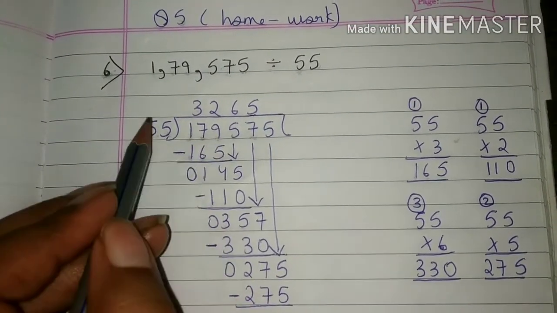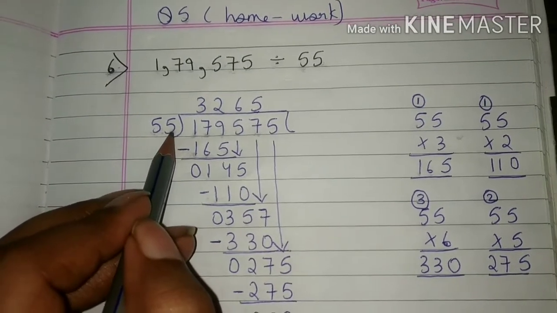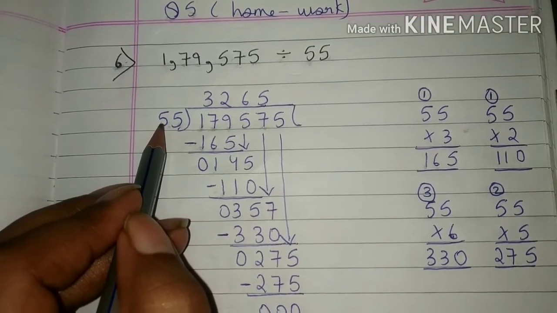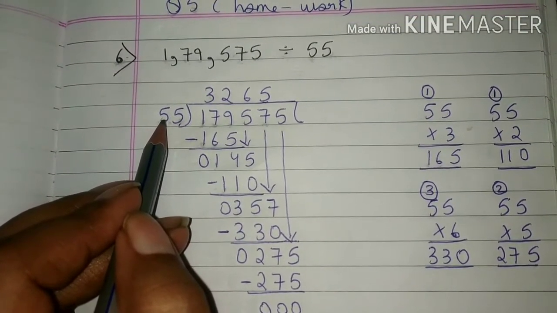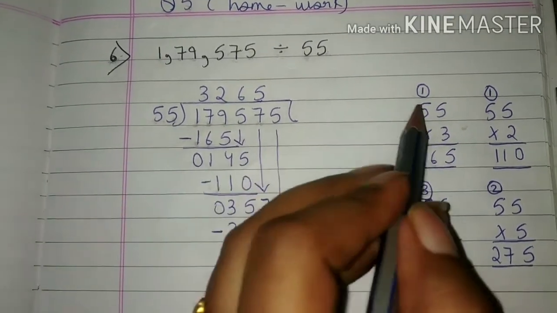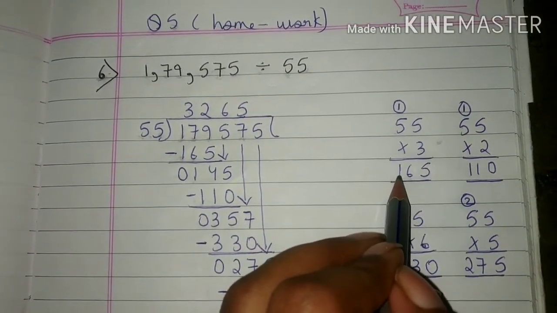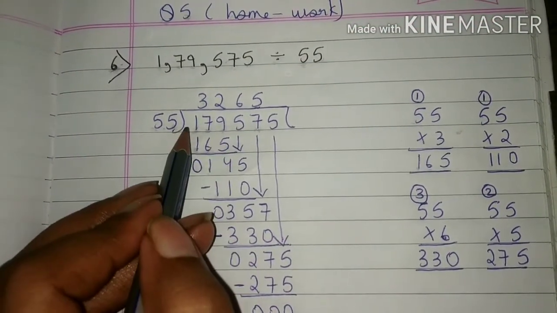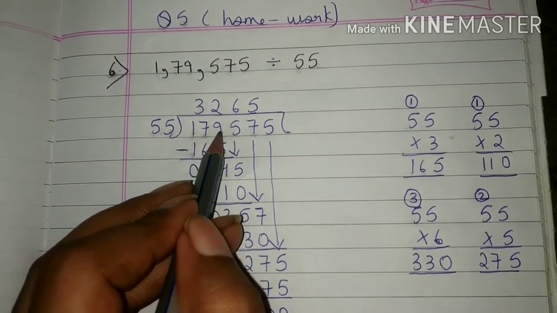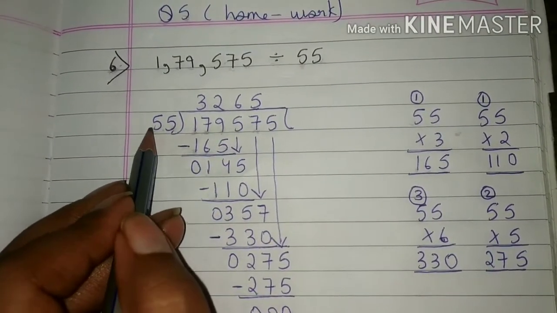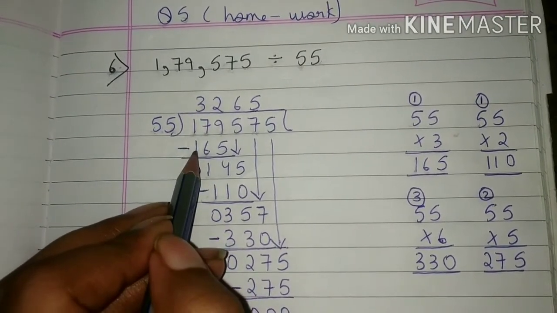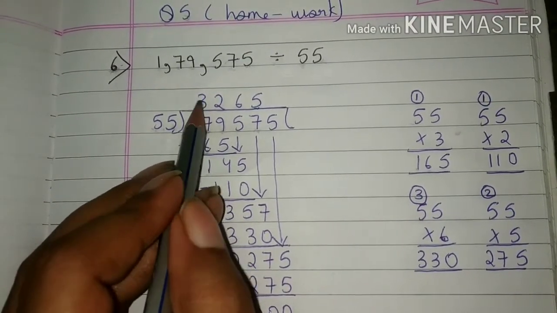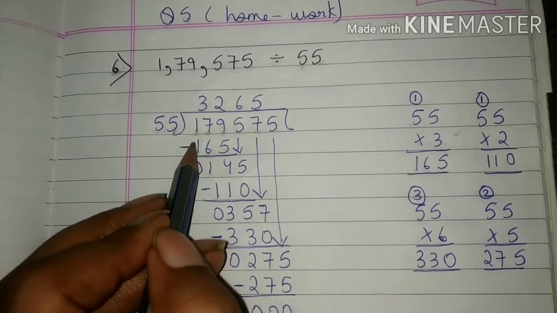Students, we don't know the table of 55. So we will multiply 55 by 1 times, 2 times, 3 times, 4 times, 5 times and so on. So students, 55 into 3 is 165 and 165 is just smaller than 179. So we will consider 55 into 3 is 165. Students, we will write 3 here and we will write 165 here.